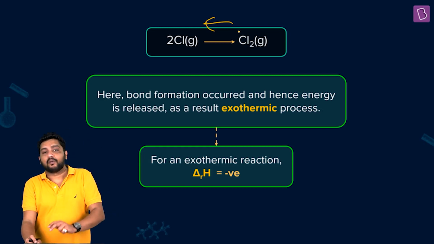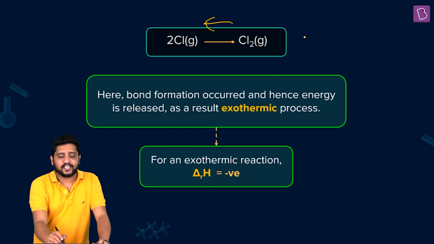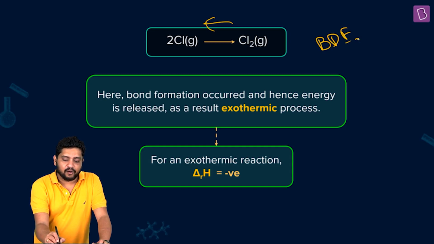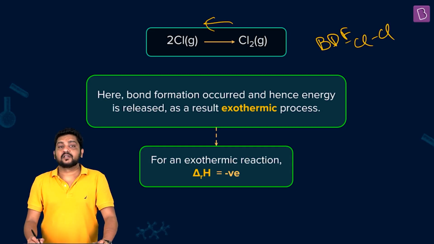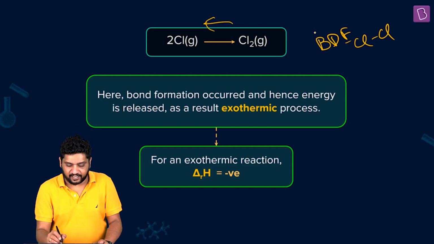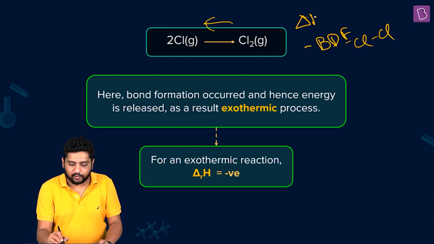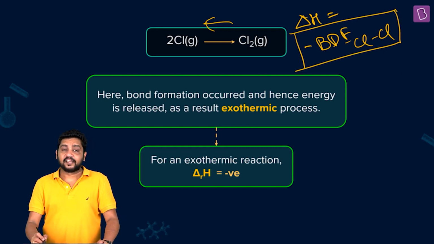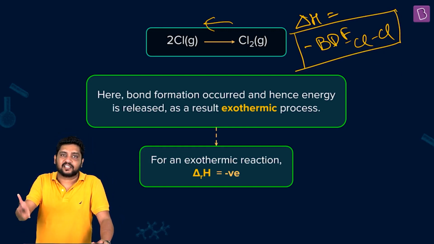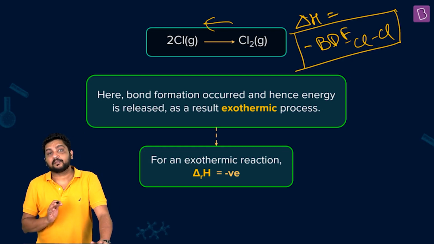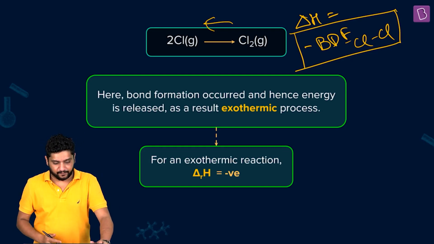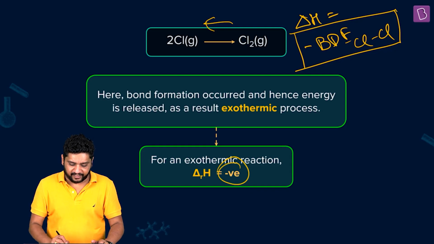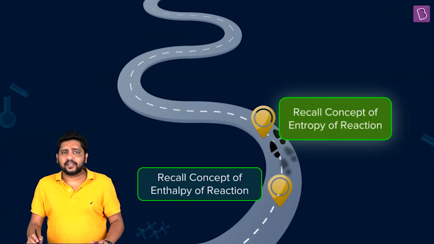Here a bond is formed, so this is going to release energy. How much energy will be released? The bond dissociation energy of ClCl, right? So this will be the energy that is released. So I can write delta H will be equal to minus bond dissociation energy of ClCl. Whatever energy is needed to break ClCl, negative of that will be the enthalpy here. Energy is released here, right? So you can say here that the enthalpy of this reaction has to be negative.